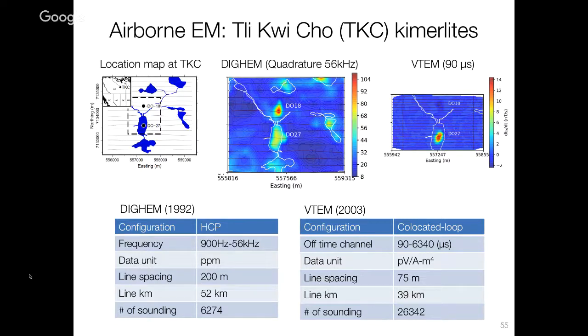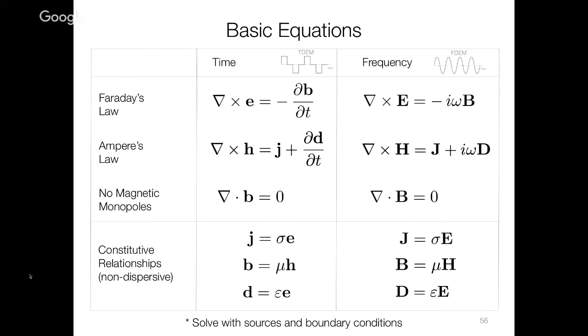So we've got DIGIM, a frequency domain system, and here's the quadrature part at 56 kilohertz. And then there's a BTEM, a time domain system, and this is a map at 90 microseconds. So these were two surveys that were taken. Then we have Maxwell's equations that we need to solve. For the DIGIM system, we're going to solve it in frequency domain, and the BTEM is a time domain survey.